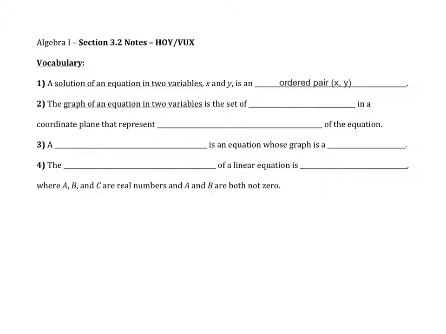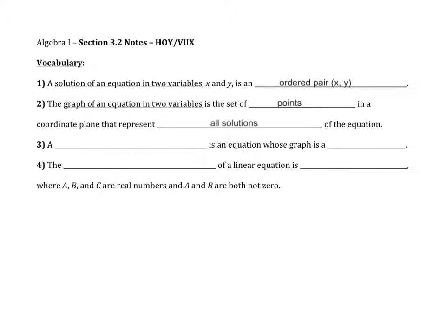The second vocabulary word, the graph of an equation in two variables. When it says two variables, that means you're going to have two variables in the equation, and typically they're going to be x and y. So again, the graph of an equation in two variables is the set of points in a coordinate plane that represent all solutions of the equation.